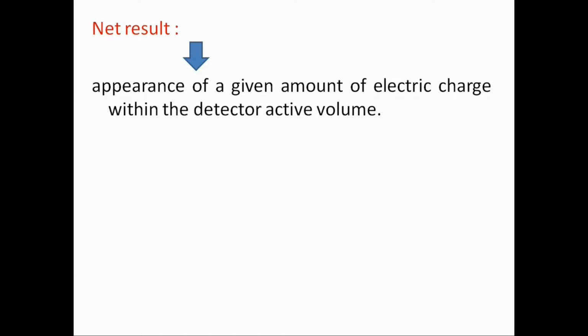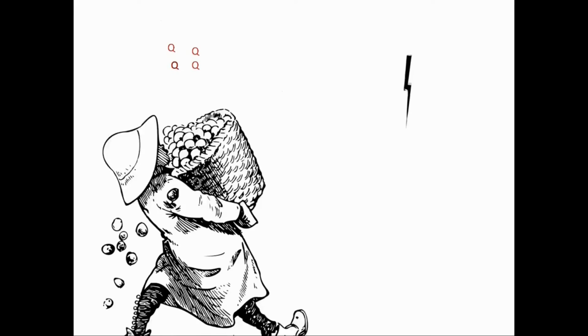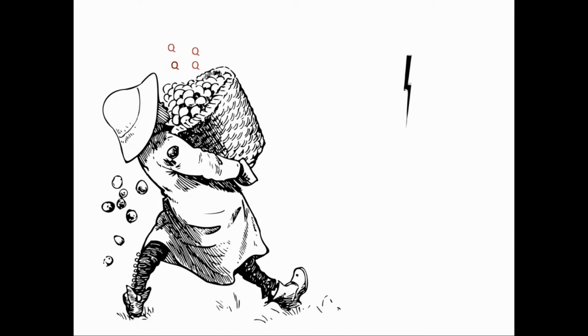So what is the net result of such an interaction? This is the appearance of a given amount of electric charge within the detector active volume. So now that the radiation has interacted with the detector medium, the result is the deposition of this charge Q within the active volume of the detector. The next important step is the collection of this charge. This charge must be collected to form a basic electrical signal. So how do we do that?